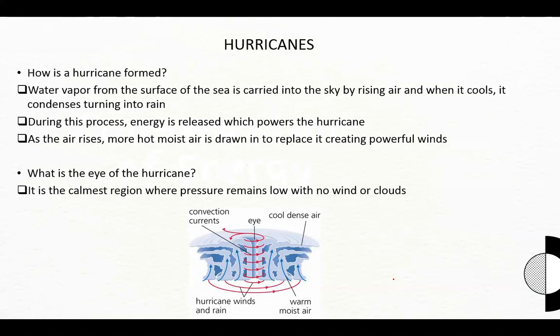Now, what is the center of the hurricane called, or the calmest part? That is the eye, right? So, if you are asked what is the eye of the hurricane, it's the calmest region where the pressures remain low with no winds or clouds.